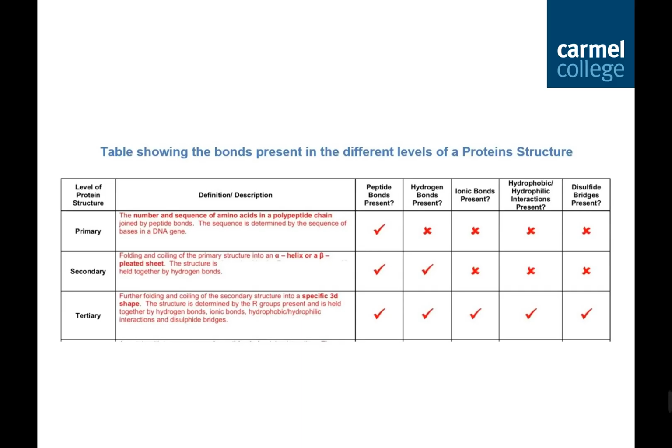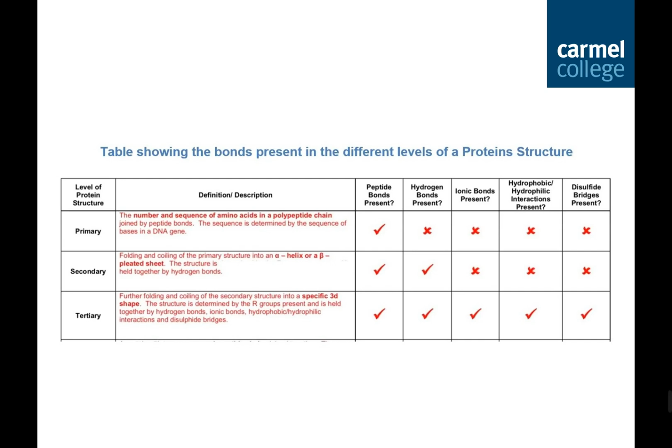This table looks at the different bonds that you find present in the different levels of protein structure. The only bonds present in the primary structure are the peptide bonds, which hold the amino acids together between one amino acid and the next in the long chain of amino acids.